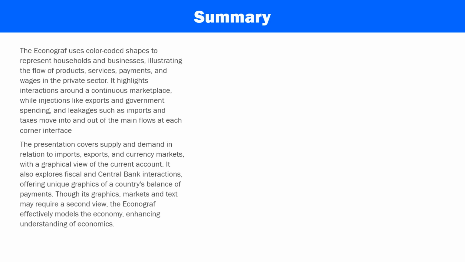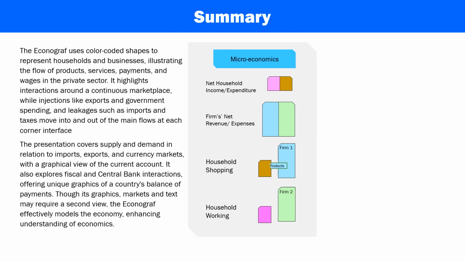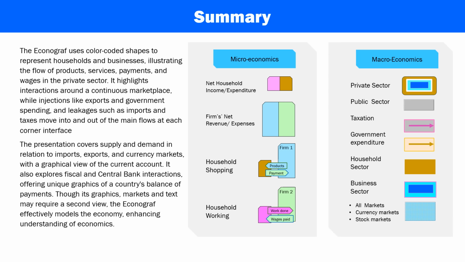Summary. The U.S. economy, like all market economies, has a household sector. It follows that the Econograf starts with the household as the basic unit of the economy. It also has a business sector that interacts with the households in two types of markets: product markets and labor markets. So the graphic household is divided into two sides: supply of labor equals income and demand for products equals expenditure. The businesses are similarly divided into revenue and expenses.